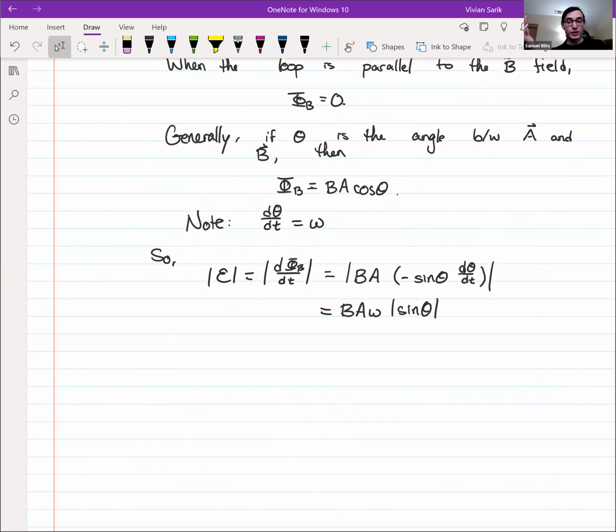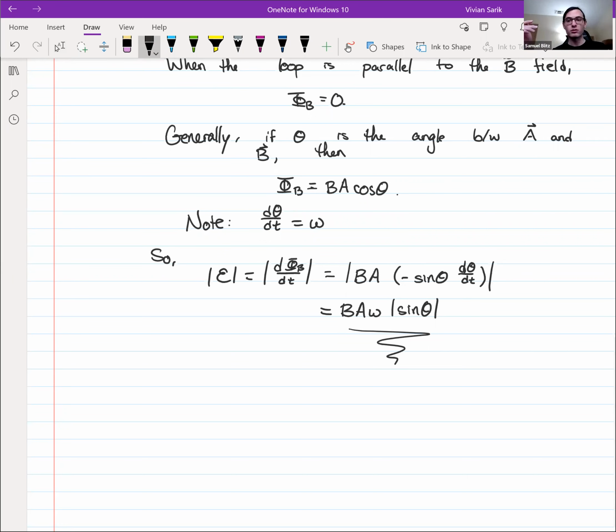So I urge you guys to think about this particular example yourself. Make sure that the direction of current flow groks with your mental model, because it's very, very, very easy to mess these things up. But the important part about this calculation is that the EMF that it produces isn't constant, right?